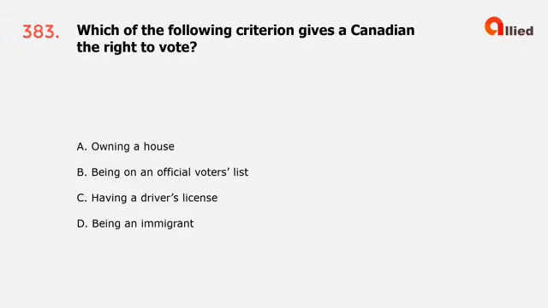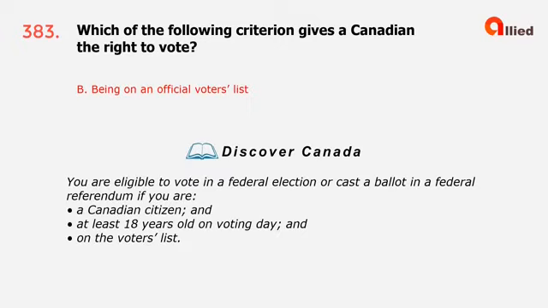Question 383. Which of the following criterion gives a Canadian the right to vote? A. Owning a house. B. Being on an official voters list. C. Having a driver's license. D. Being an immigrant. The answer is B. Being on an official voters list.